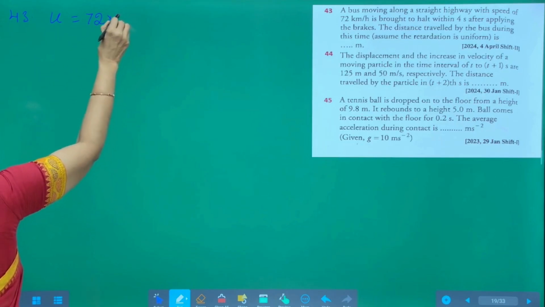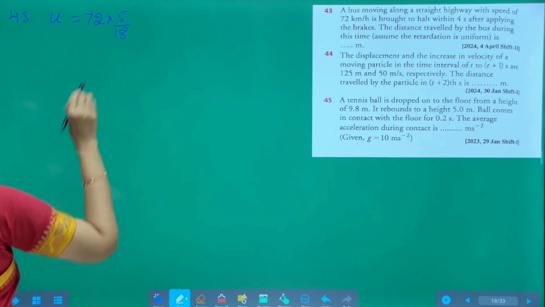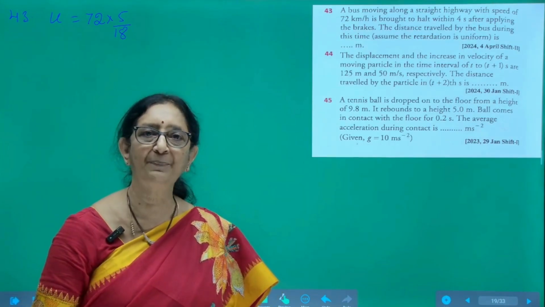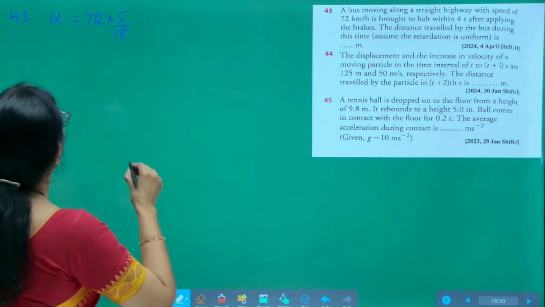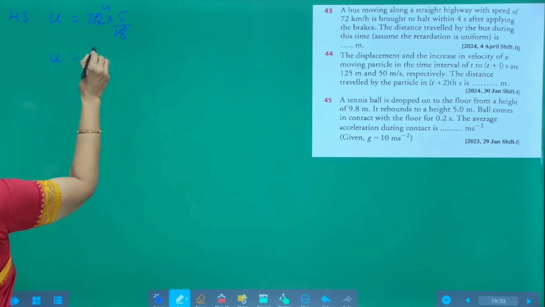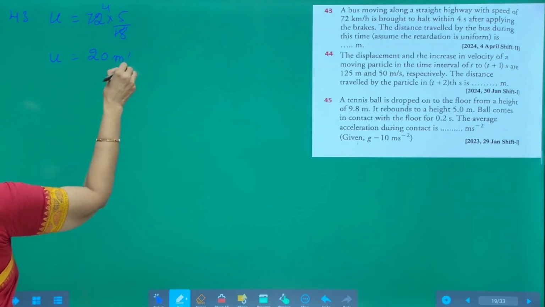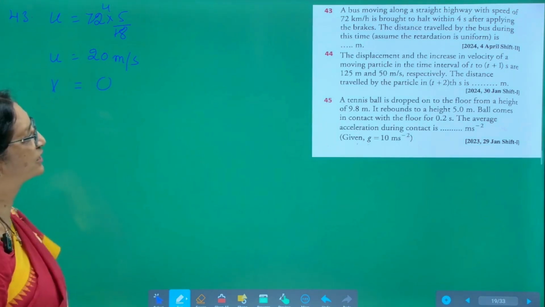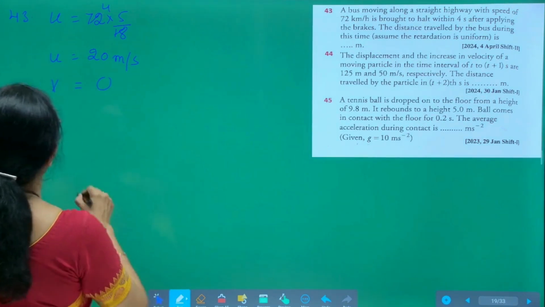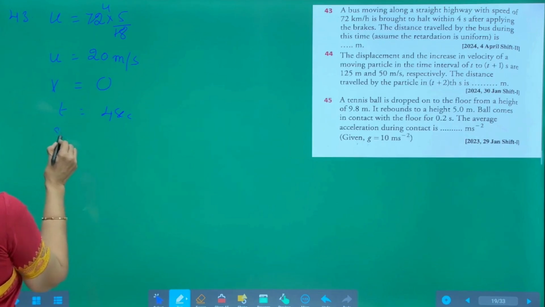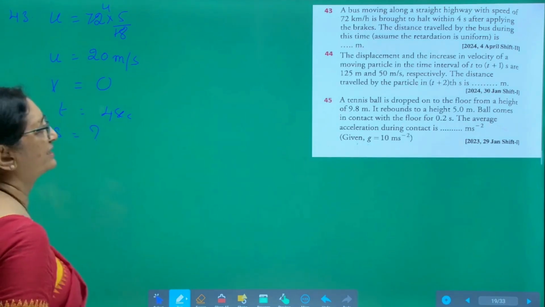72 kmph. If you want to convert kmph to meters per second, you have to multiply it by 5 by 18. So the initial velocity is 4 fives are 20 meters per second, and it halts, meaning it stops in time 4 seconds. t is equal to 4 seconds. What is the distance travelled by the bus before it stops?